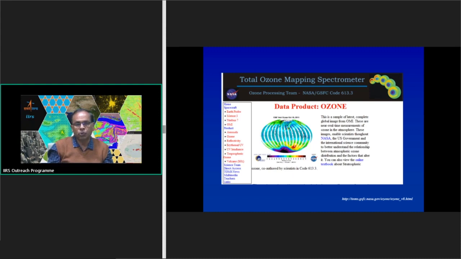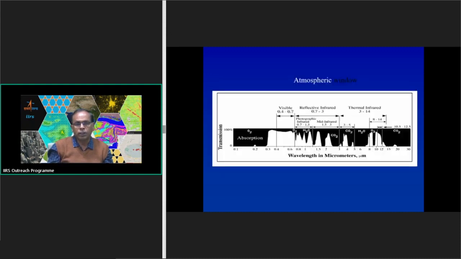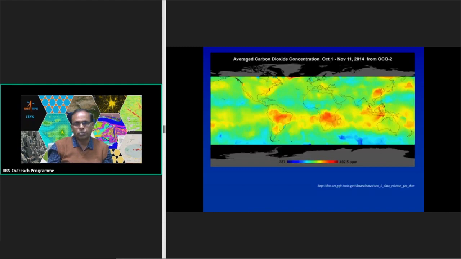You can explore further. And this is the atmospheric window, which is giving you information about absorption and transmittance, etc. These windows are used to find out the different atmospheric gas concentrations.